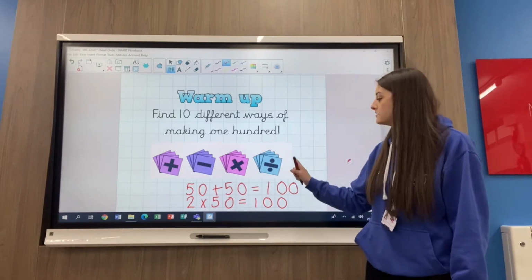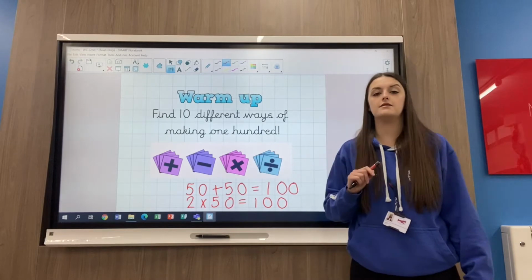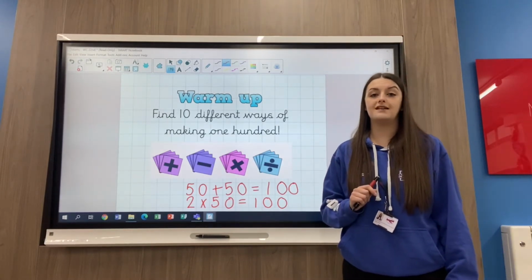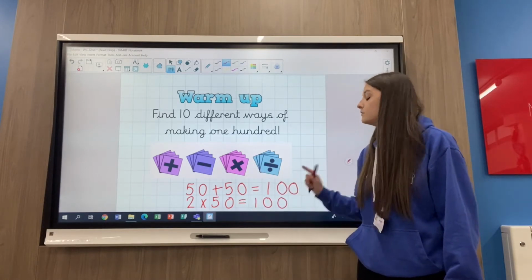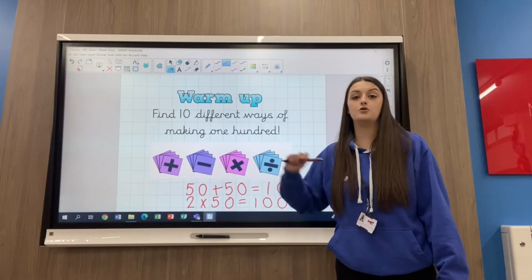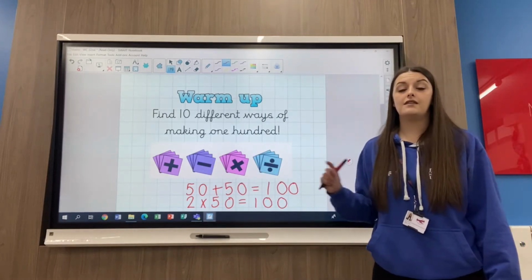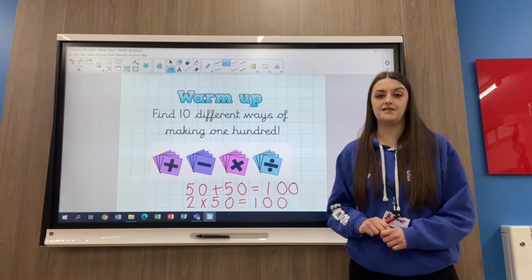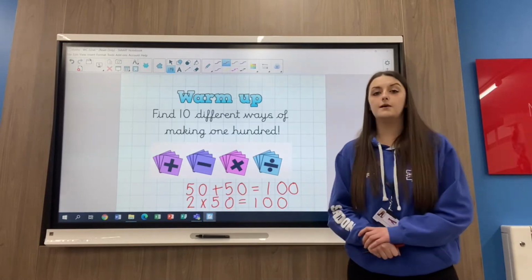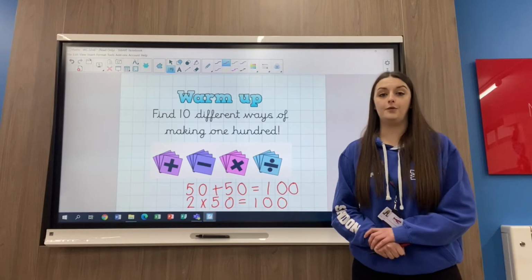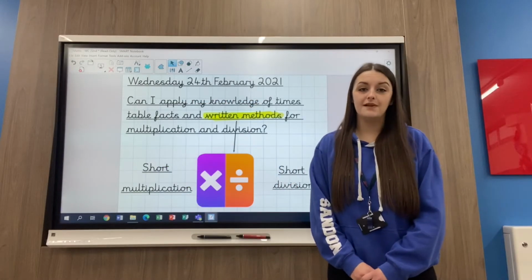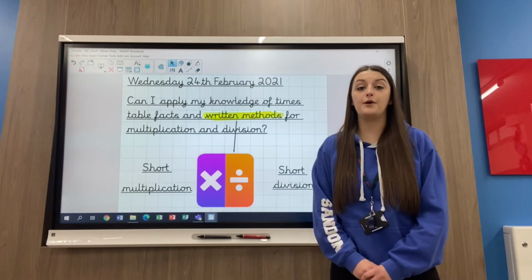Now remember, if you're going to be using division and subtractions as well, you need to start with a bigger number at the beginning of your number sentence because you need to get the answer 100. So your number, if you're using a division or a subtraction, needs to be bigger than 100 at the start of your number sentence. So I can't wait to see if you can come up with 10 different ways of making the number 100 in your purple book. Off you go.